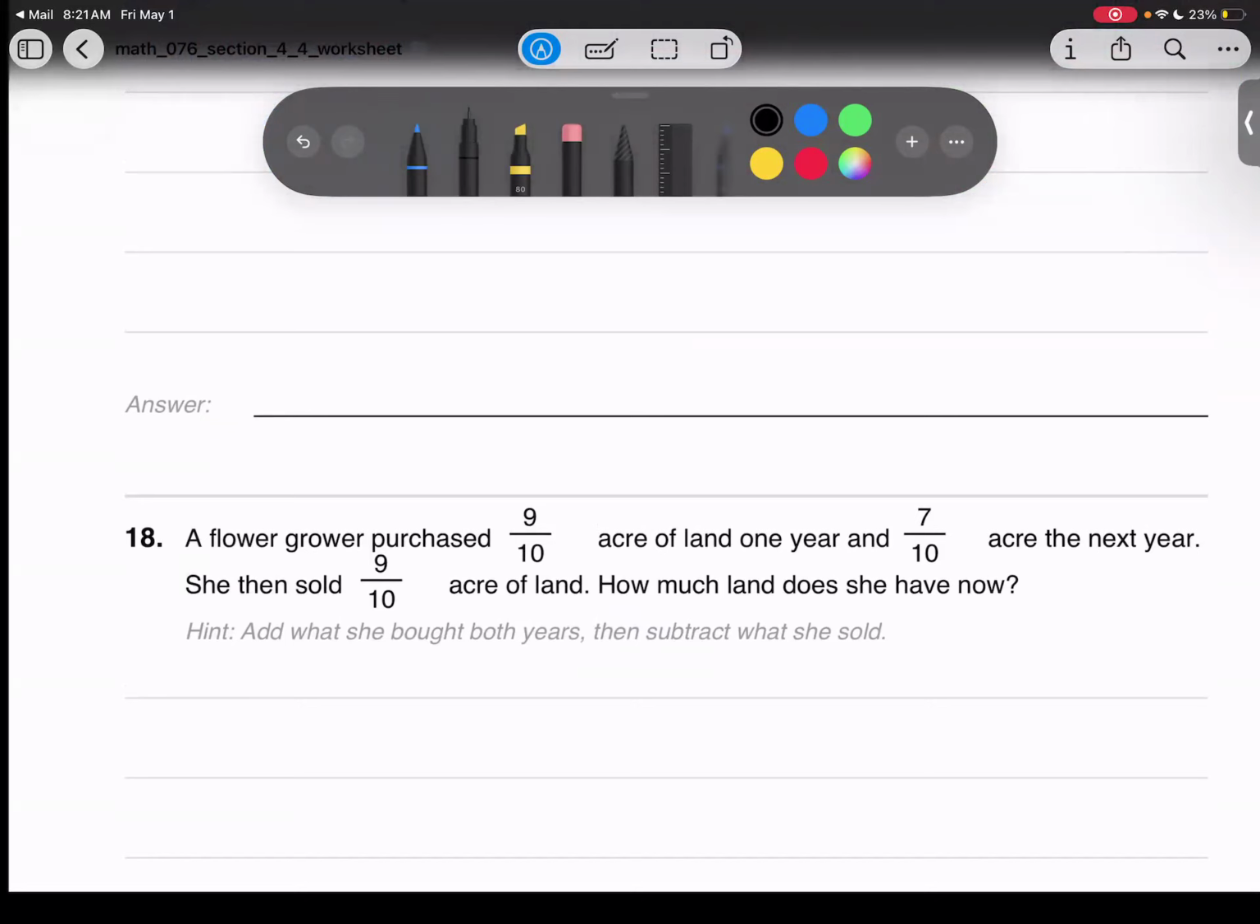A flower purchaser has purchased 9/10 of an acre of land and 7/10 of an acre next year. Then she sold 9/10 of an acre of land. How much does she have now? Okay, she purchased, so she has, and then another year she purchased this much more. So she gained this. These are both positive, and then she sold some. So we're going to have some adding and some subtracting. So this is what she started with, 9/10. She adds another 7/10. And then she subtracts this last one, this 9/10, because she sells it.